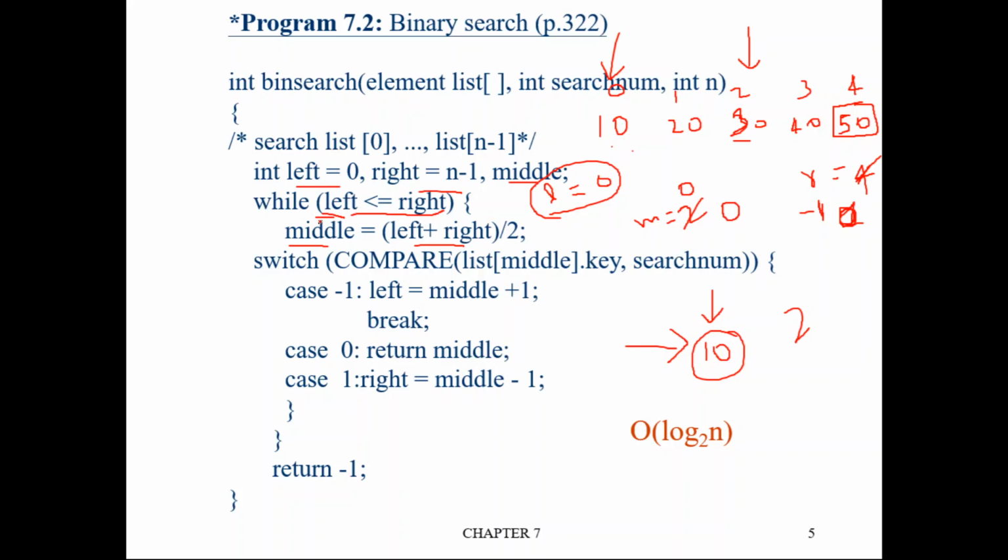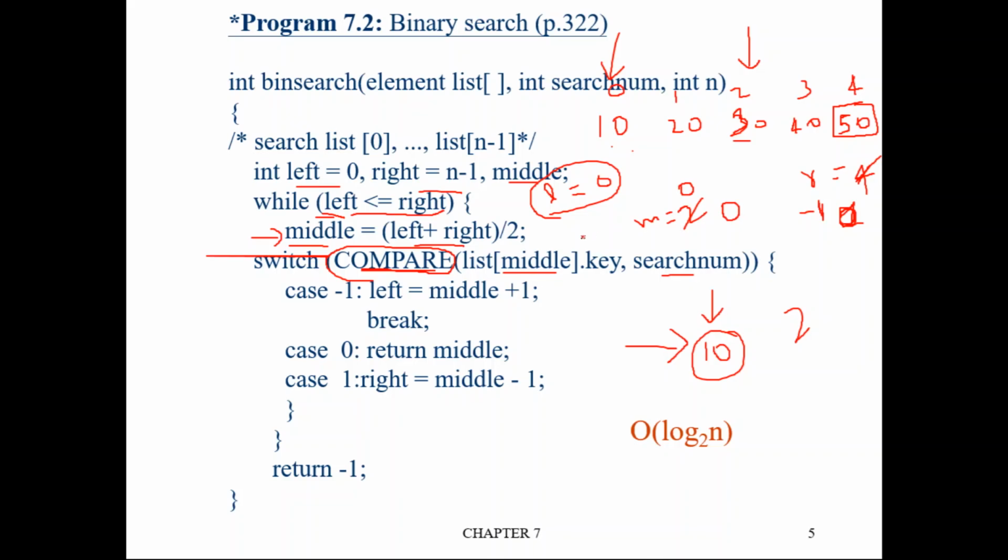So while left is less than or equal to right, we calculate middle equal to left plus right by 2. Then we compare. We can compare with if, but here they are writing a separate function, switch compare, while switch compare list of middle dot key. So it is not a direct array, they are using a structure. Middle dot key comma search num, whether both are the same or not. If it is the same, it will return 0. Compare is a function which is going to compare the middle element with the element to be searched.